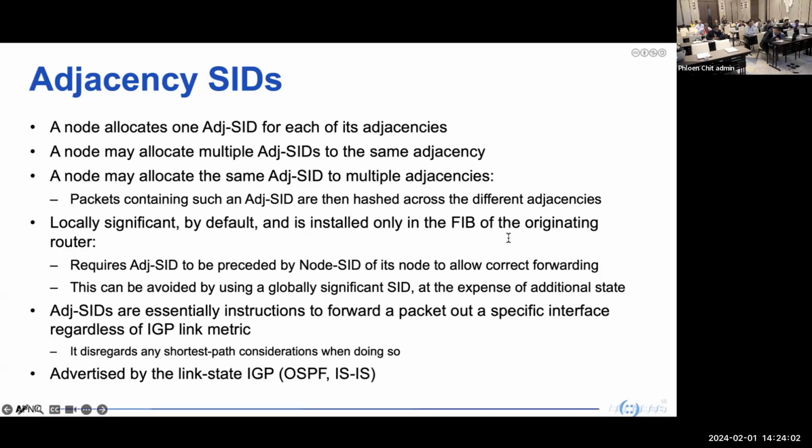This requirement can be avoided by using a globally significant adjacency seed, at the expense of having additional state in the network. Yes, if you assign it globally, then other routers will also identify this, but all the other routers will need to receive and keep this information. Adjacency seeds are essentially instructions to forward a packet through a specific interface regardless of IGP metric or shortest path consideration. It is like a policy saying that you have to forward the packet out this interface no matter what IGP cost it has, or no matter which next hop the shortest path takes.